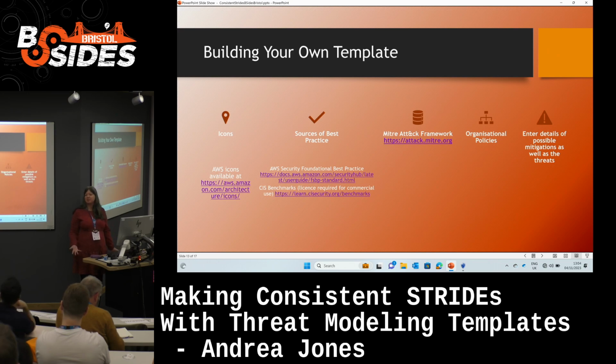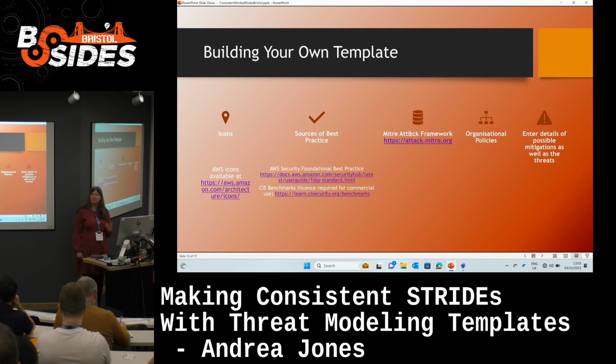So when building your template, you need a few components, and I'm going to particularly major this talk on the AWS side of things because it's a very big cloud platform that's in use a lot everywhere. And unfortunately, there's no template for it in this tool. So AWS provide a PowerPoint presentation with all their icons in. So that's a wonderful resource, and it's free for anyone who's an AWS customer or partner to use.